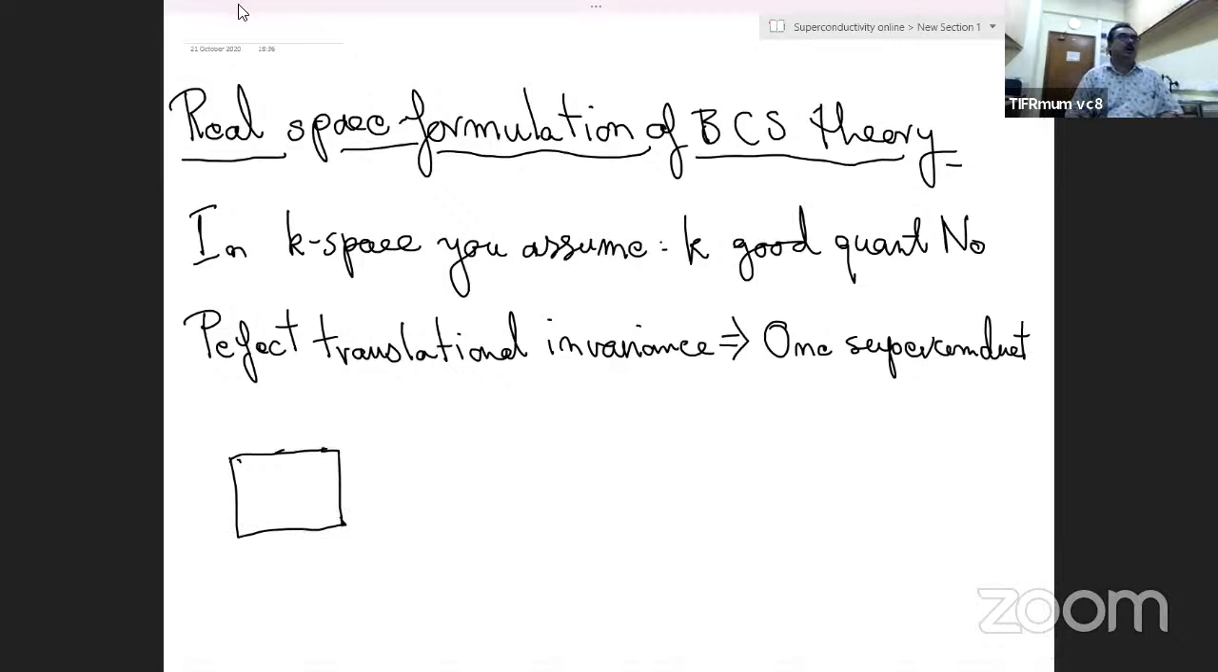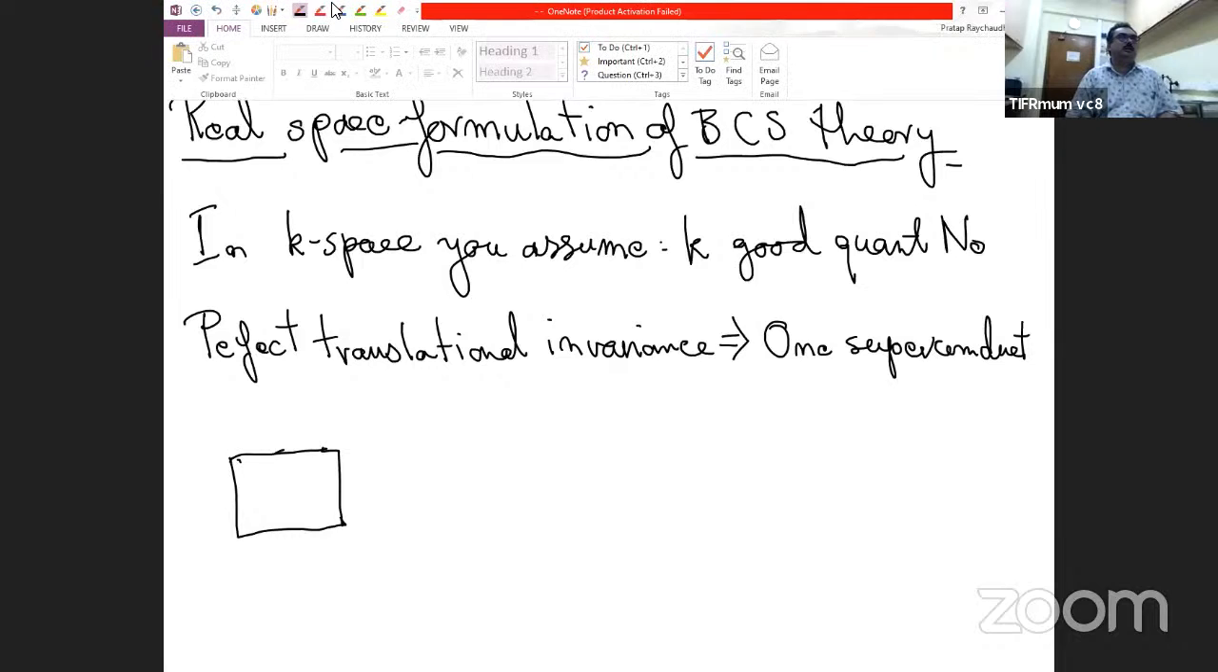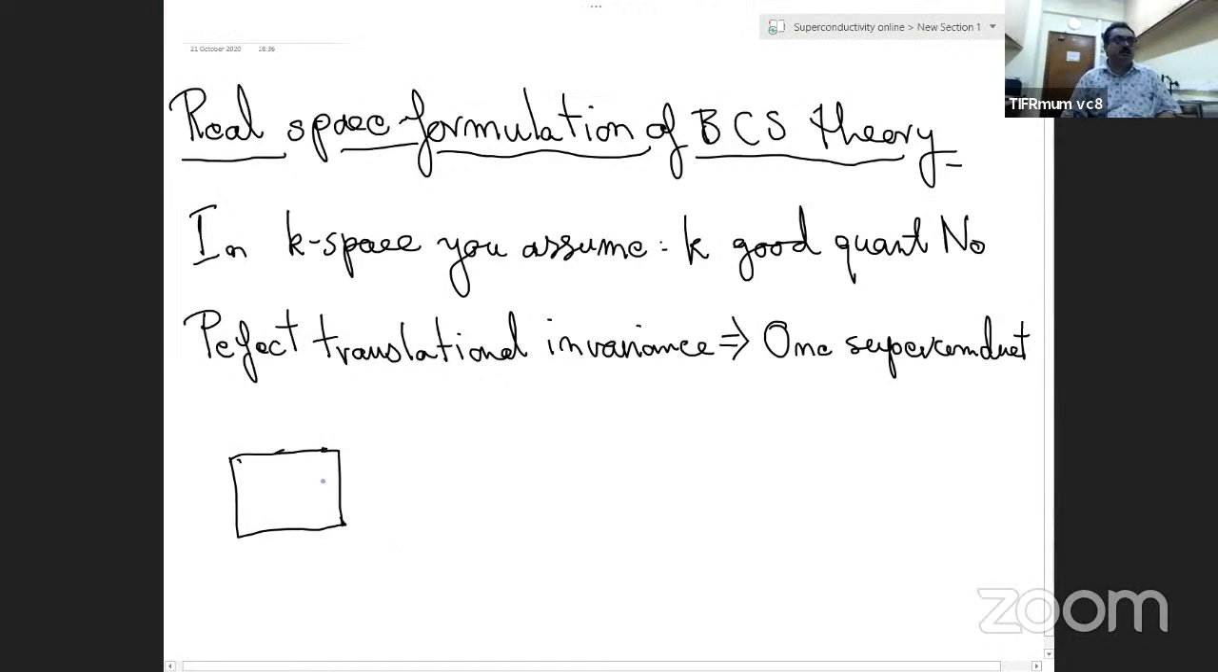But suppose in real life, you have a situation where I had this superconductor and I then take, let us say, a normal metal or something, and I make a contact. So now I want to know what happens in this contact region. Here I don't have perfect translational invariance because on one side I have a superconductor, on the other side I have a different thing, a normal metal.